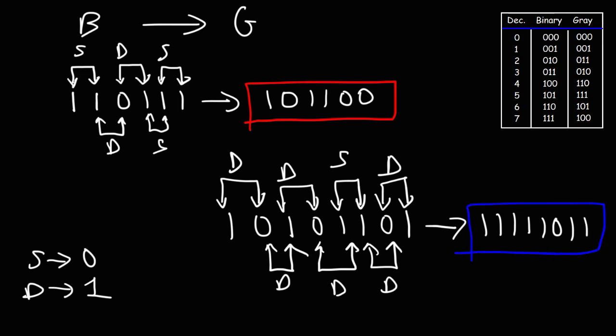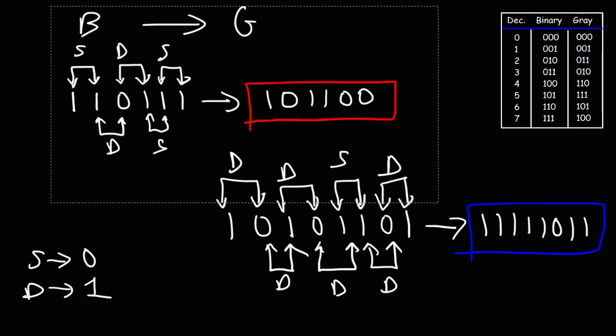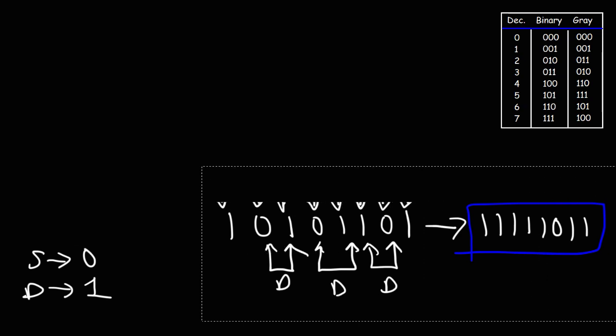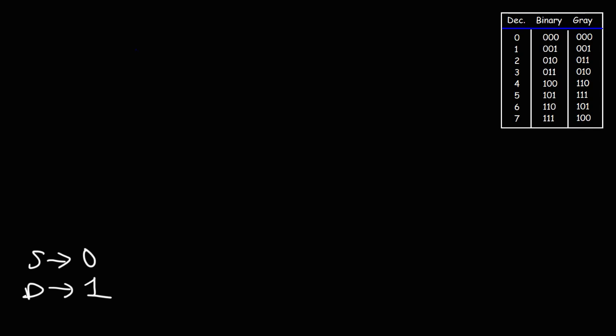So now you know how to convert from a binary code into a gray code. But now let's talk about how we can go backwards. That is how we can go from a gray code into the binary code. So we're going to go from G to B. So let's say we have the gray code 1, 1, 0. Let's convert that to binary.